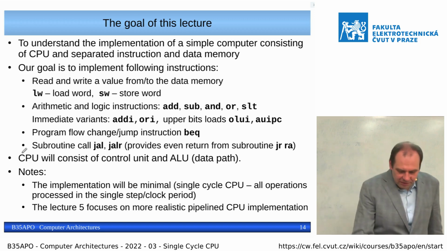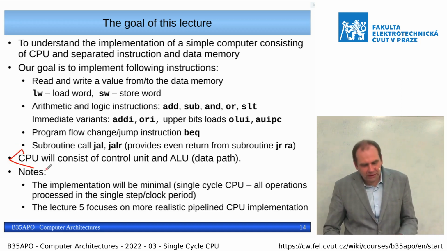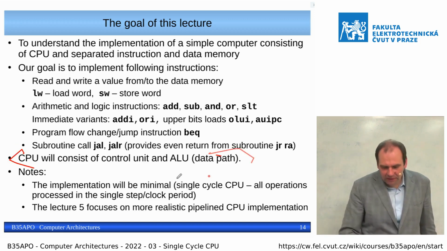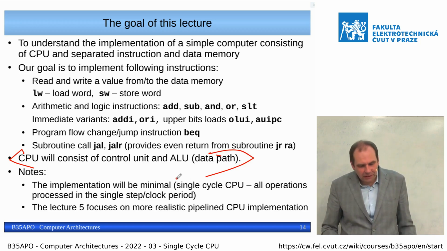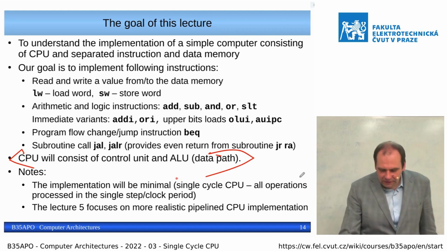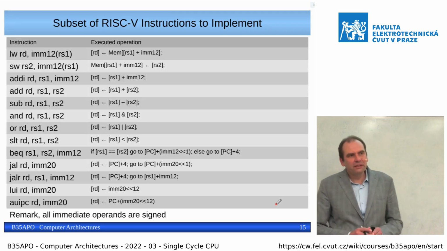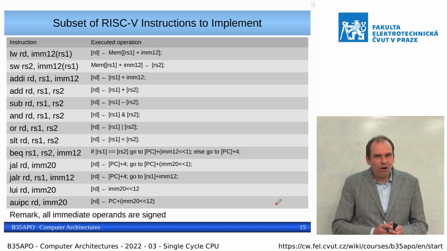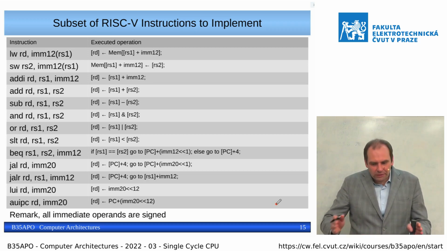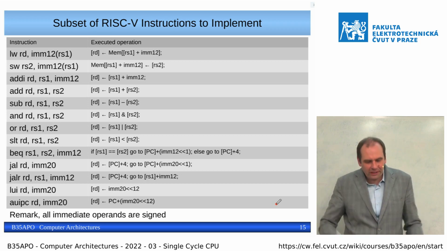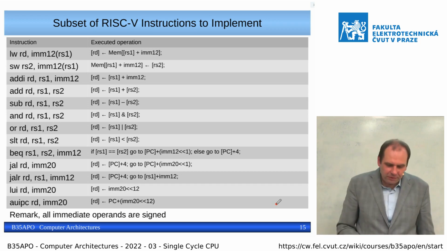And the CPU consists of the control unit and the arithmetic logic unit, which is our data path, and registers, and so on. We implemented it as a single cycle processor. This has the disadvantage that we need to wait till all the logic circuits settle before we can start the next instruction. So it will be very slow.